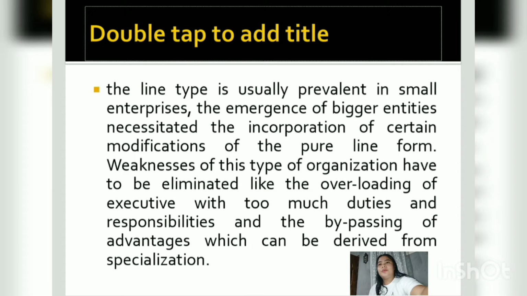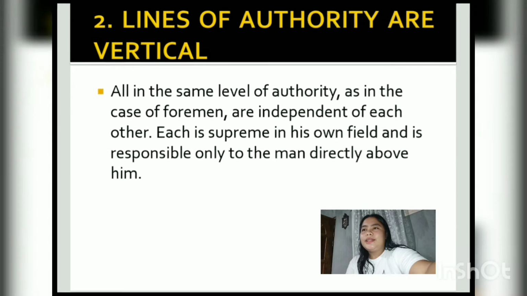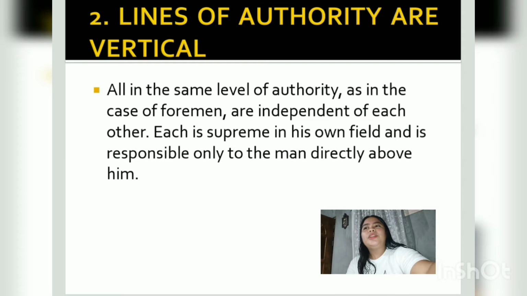The emergence of bigger entities necessitated certain modifications of the pure line form. Weaknesses of this type of organization have to be eliminated, like the overloading of executives with too many duties and responsibilities and the bypassing of advantages which can be derived from specialization. Second, the lines of authority are vertical, all on the same level of authority, as in the case of foremen who are independent of each other. Each is supreme in his own field and is responsible only to the man directly above him.